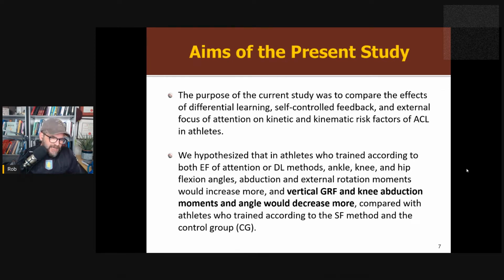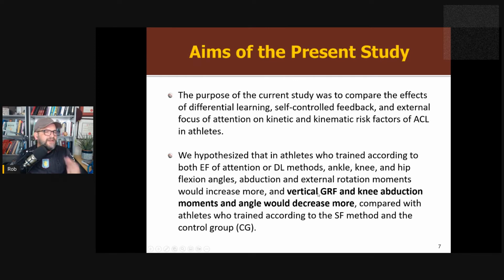What they chose to sacrifice that for is using methods that are actually fairly common in actual practice application, right? So having you watch a movement and then get asked for feedback is something we do all the time. Giving you lots of instructions about performing a movement, something we do all the time, and then differential learning. So what they're going to hypothesize is that based on the large literature of benefits of external focus, that's going to help. Differential learning is going to help in terms of reducing these risk factors.